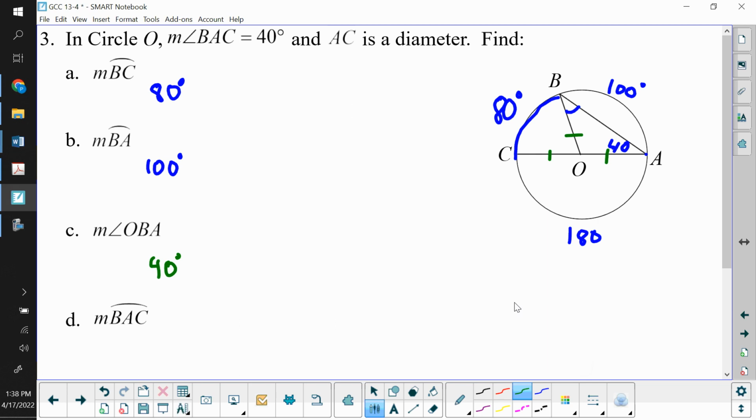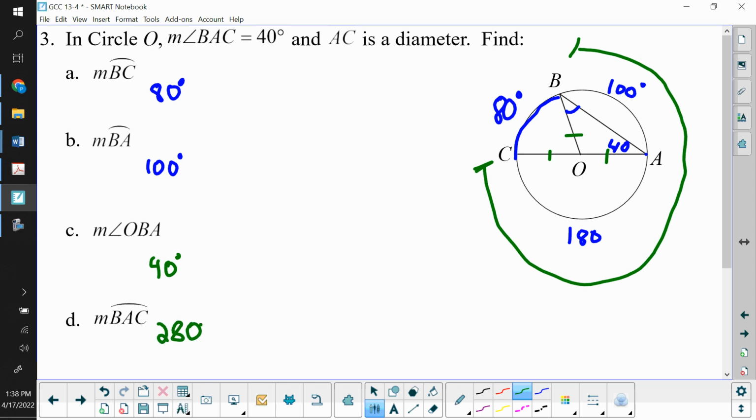And then to finish this off, BAC are arcs. So we're going from B, from A, all the way to C. So we've got 2 arcs to add up there, the 100 and the 180, which will just give us 280 degrees.